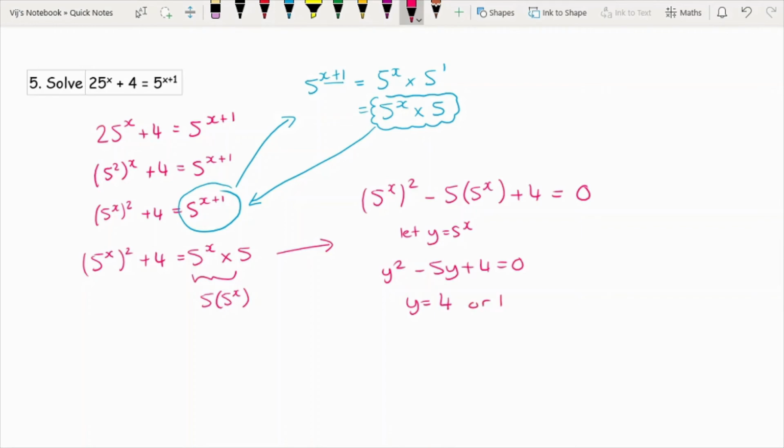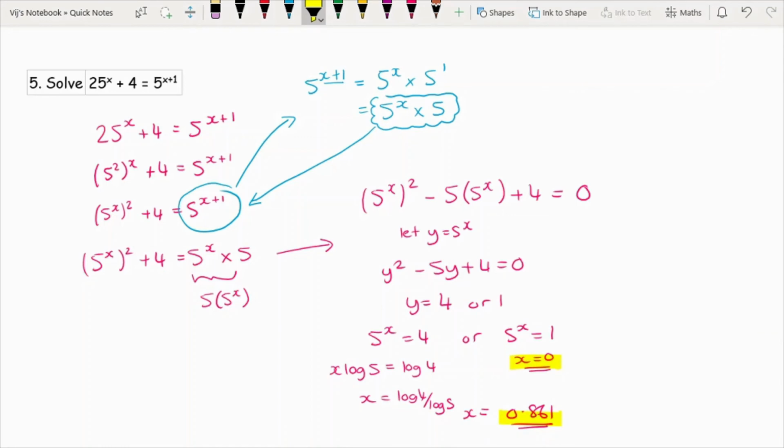And again, that does factorize. So basically substituting x back into it, I get 5 to the power of x equals 4, or 5 to the power of x equals 1. Well, in this case, x is just going to equal 0. However, in this case here, I need to take the log of both sides, and if I've moved the x over to the front, here I get x equals log 4 over log 5, so x equals 0.861 to 3 decimal places.